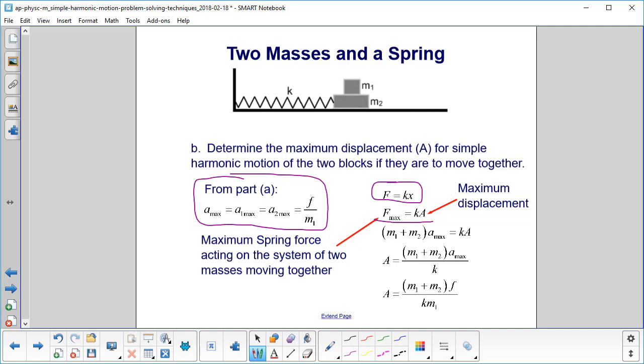Now what is the maximum force? That's going to be Ma, but be careful. We're dealing with these two as a system. They're moving together, so we need both masses in there. M1 plus M2 times A max is equal to KA. We rearrange that to solve for the maximum displacement A, because that's what we're looking for. M1 plus M2 are given, K is given. A max is not given, but we already solved for that. That's F over M1. So here is our expression for the amplitude of the system when the two masses move together.